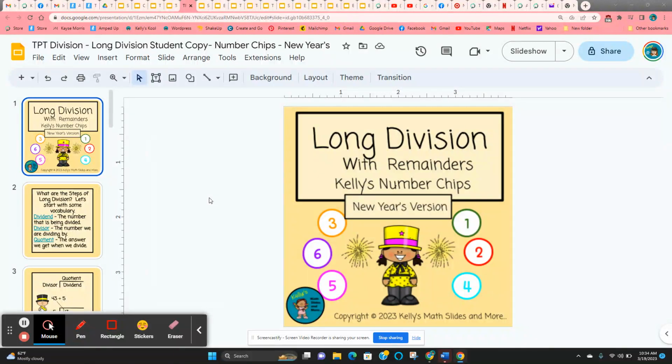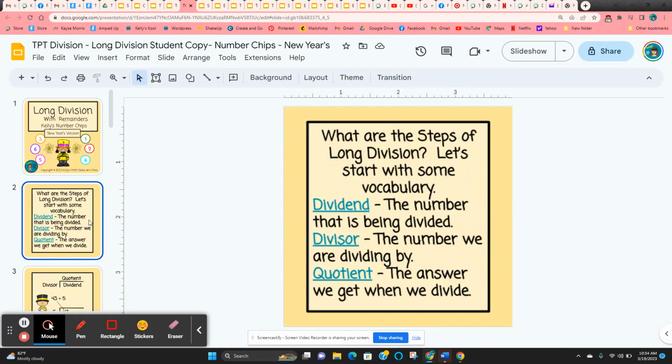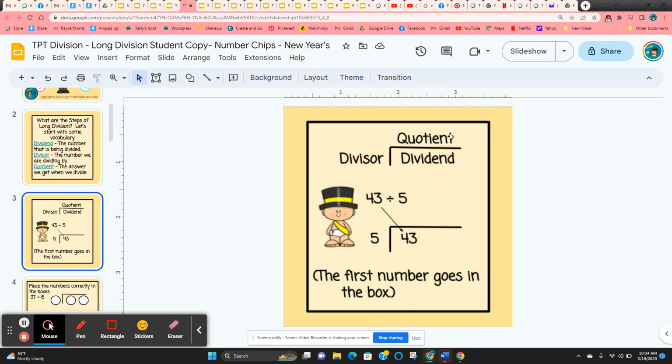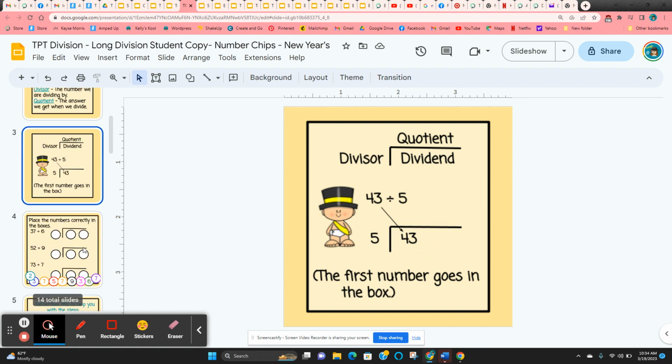Long division with remainders using Kelly's number chips. This is the New Year's version. It starts with definitions of dividend, divisor, and quotient, and shows where each of these parts would go in the problem. It begins with long division showing where these numbers go. So if you have 43 divided by 5, that 43, the dividend, is going to go in the box.